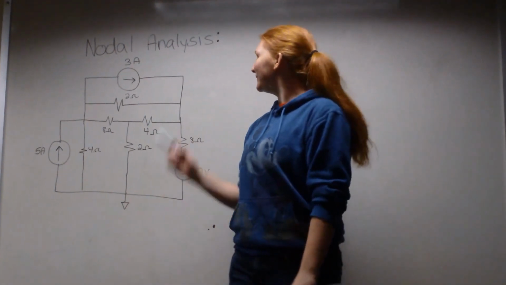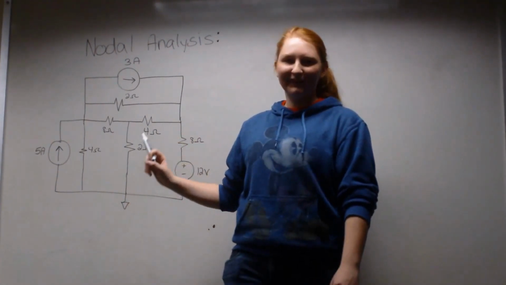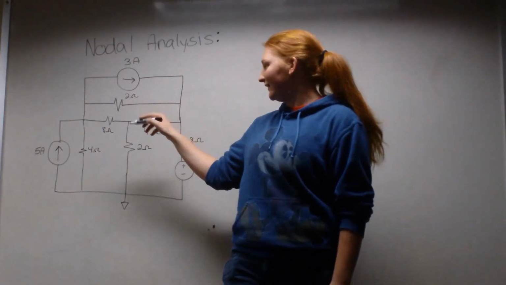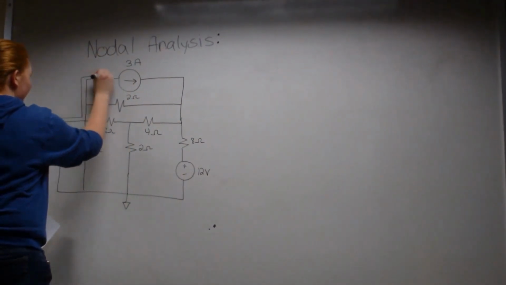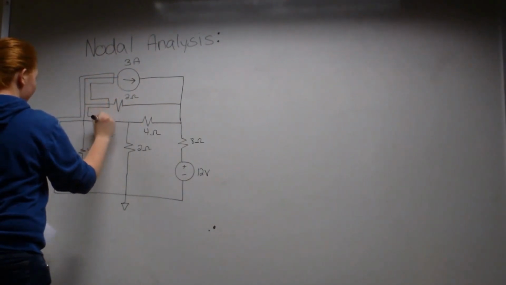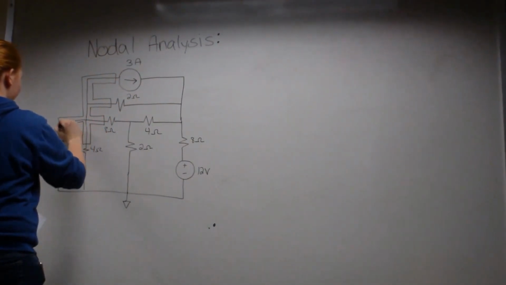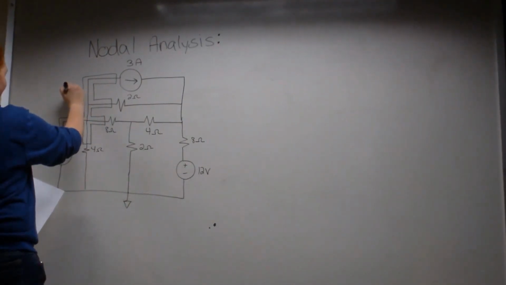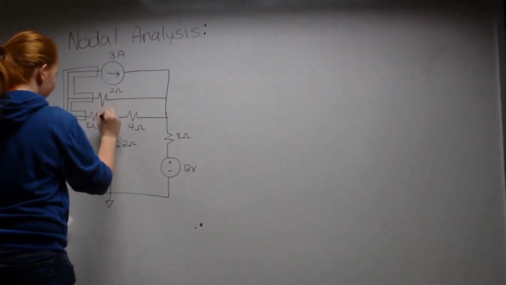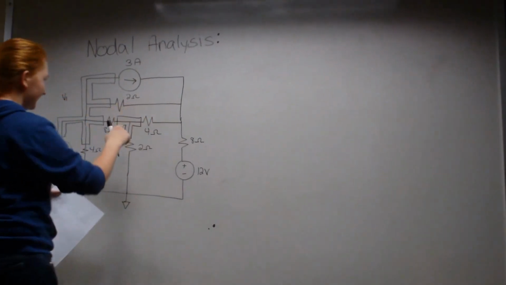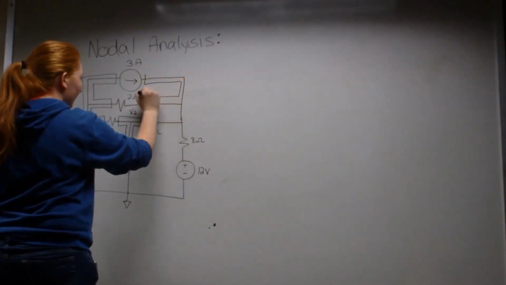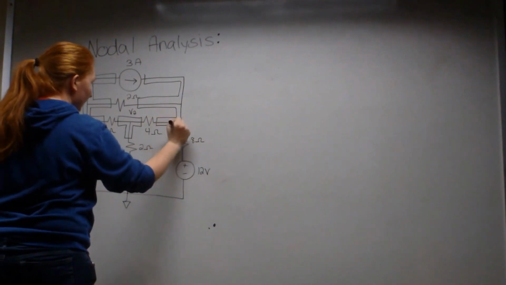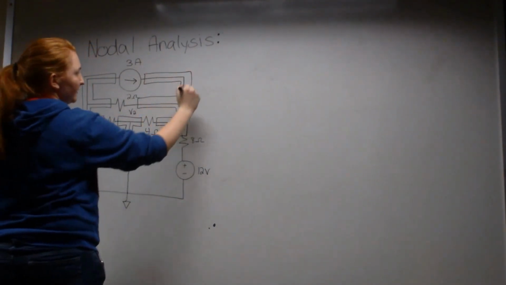So we're going to learn how to do nodal analysis using this example problem. Step 1 is you identify each of the nodes and label each of the nodes too. So we're going to label this node V1. This node's going to be V2. This node is V3.